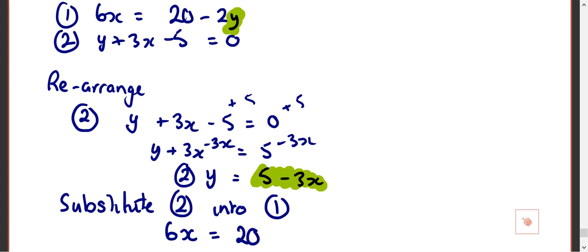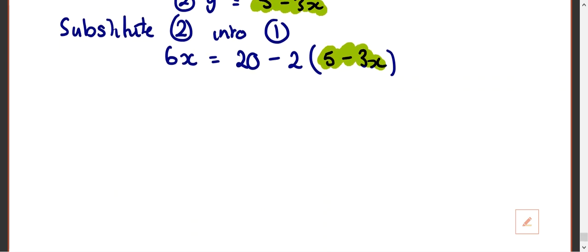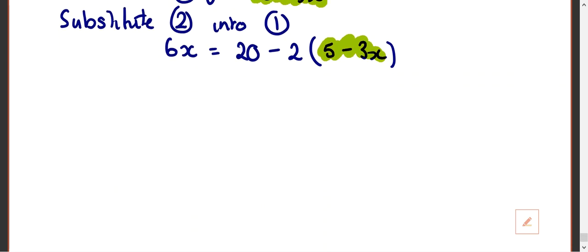20 minus 2 lots of brackets because there's 2 terms there. 5 minus 3x. So that y up there got replaced by the 5 minus 3x. And now we are at a stage where we can solve for x. Sorry, just recap the brackets. Yes, this is just recapping.